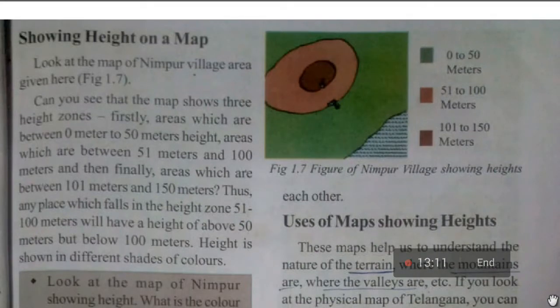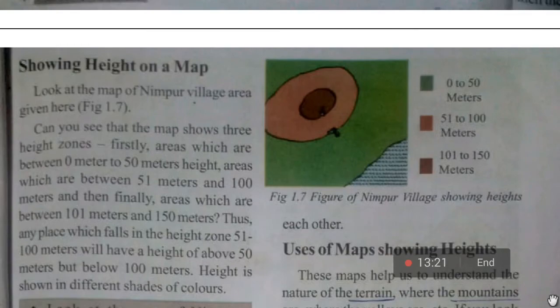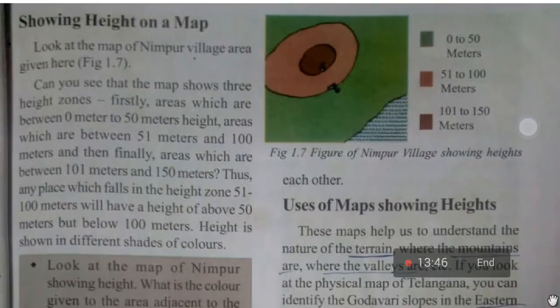These are the 3 height zones taken for the Nimpur village. We know that between 0 and 50 meters, what is there? Here the Nimpur village is there. And 51 to 100 meters, what is there in the Nimpur village? Here the temple is located. And 101 to 150 meters, the hills are located between 101 and 150 meters.